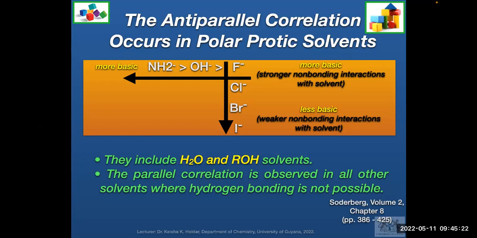The parallel correlation is observed in all the other solvents where hydrogen bonding is not possible. So as we proceed further, you will see that there are other classes of solvents, and when you encounter those, you will know that those solvents behave in a way as we should expect them to behave where nucleophilicity is concerned. There are no solvent cages formed with those solvents.